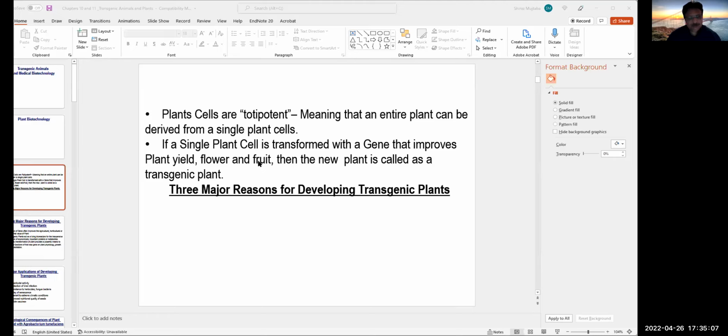They can start growing. It could be a portion of the plant, a cell of a plant, or a tissue from any plant. So plants have that ability, and that makes it easier to create transgenic plants, right?